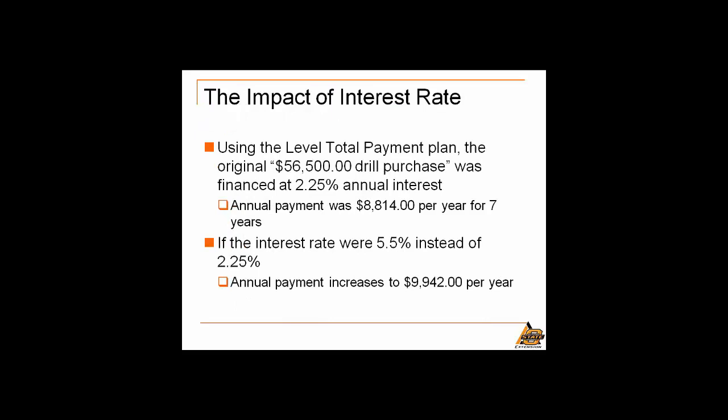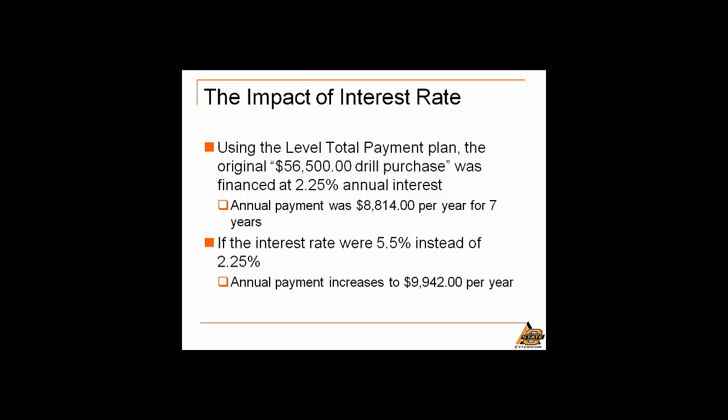As an example of the impact of interest rate on loan payments, we showed previously, using the level total payment amortization table of the loan on the $56,500 drill purchase at 2.25% interest rate, financed over 7 years or 7 payments, the annual payment was right at $8,814 a year. If the only financing that the borrower could obtain were at 5.5% interest instead of 2.25% interest with all other terms the same, the annual payment increases to about $9,942 per year.